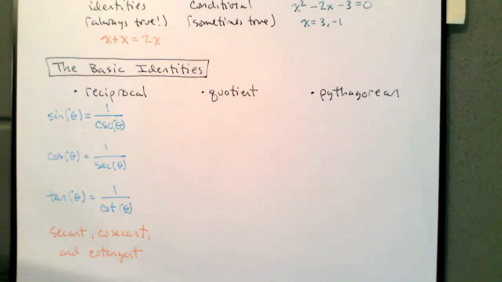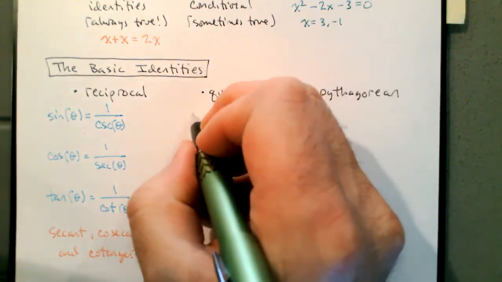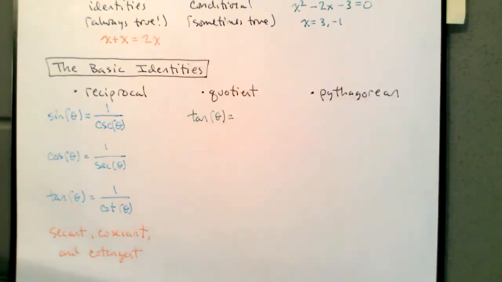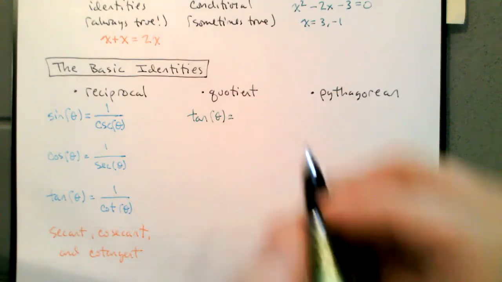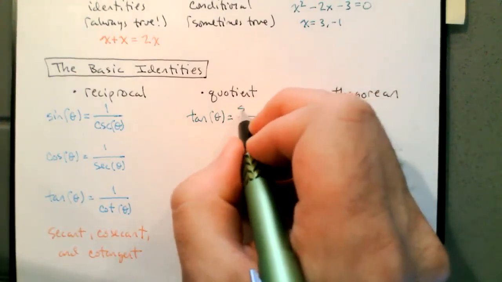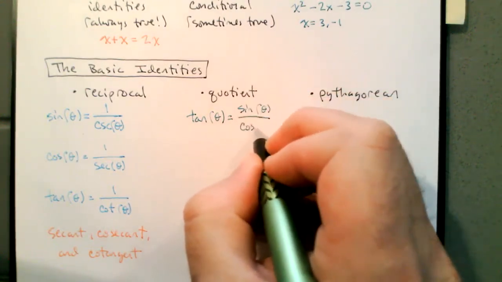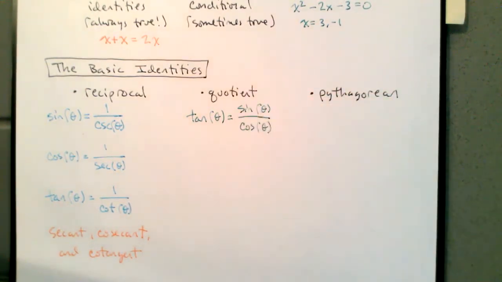Your quotient identities involve tangent and sine and cosine. So tangent is sine theta over cosine theta. We can combine this with the reciprocal identity and come up with that cotangent of theta is cosine theta over sine theta.